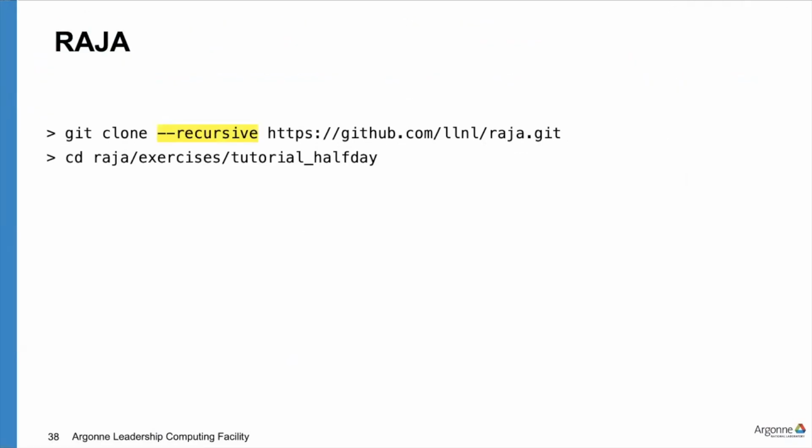Okay, so if you want to walk through the RAJA examples online, you want to git clone this GitHub repo, Lawrence Livermore. The main thing is to include the recursive flag. RAJA is built using BLT build, which is basically a way to manage submodules. So it's going to pull in about 5 different projects that all live inside of RAJA. And then you can go into this tutorial half day and take a look in there.